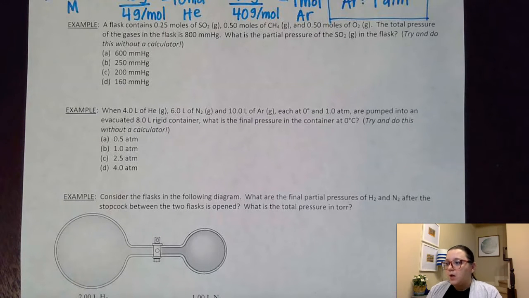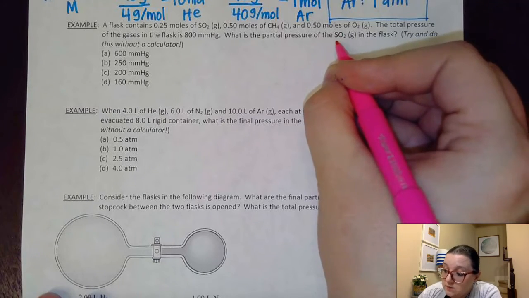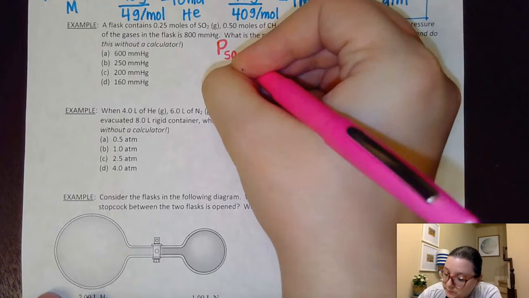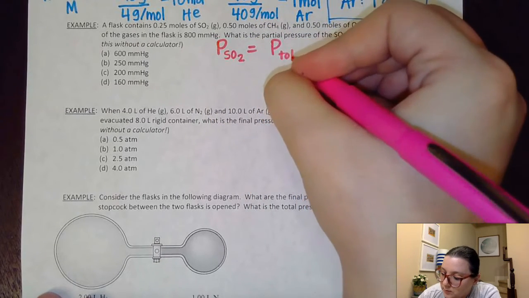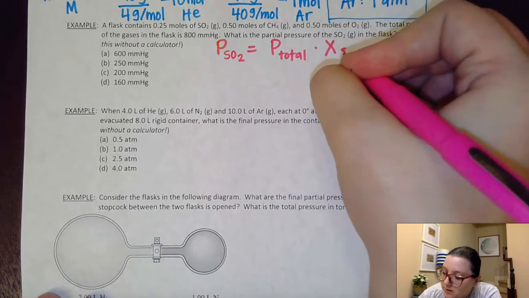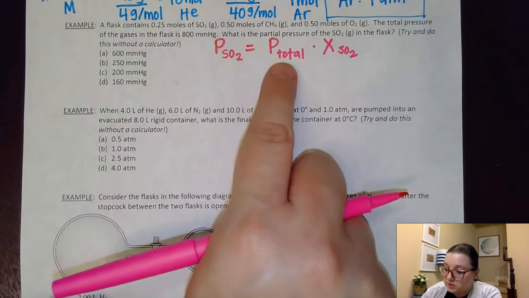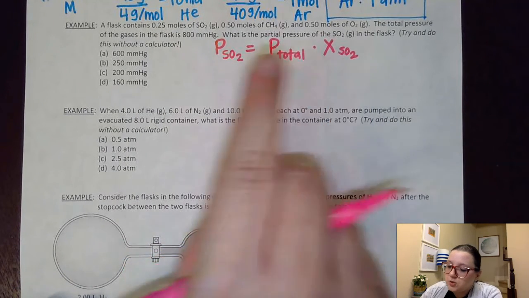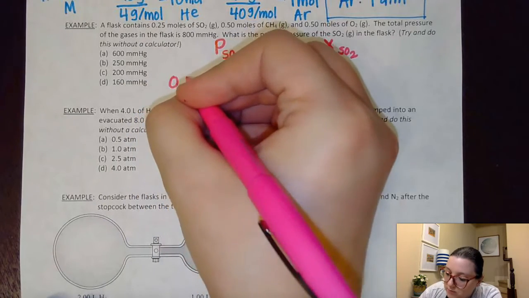Well, remember, we said that to get the partial pressure of an individual gas, so to get the pressure of just SO2, I would need to take the total pressure and multiply that by the mole fraction of SO2. So since I already know the total pressure, I need to figure out what that mole fraction would be. Looking up here for SO2, I see that I have 0.25 moles of it.